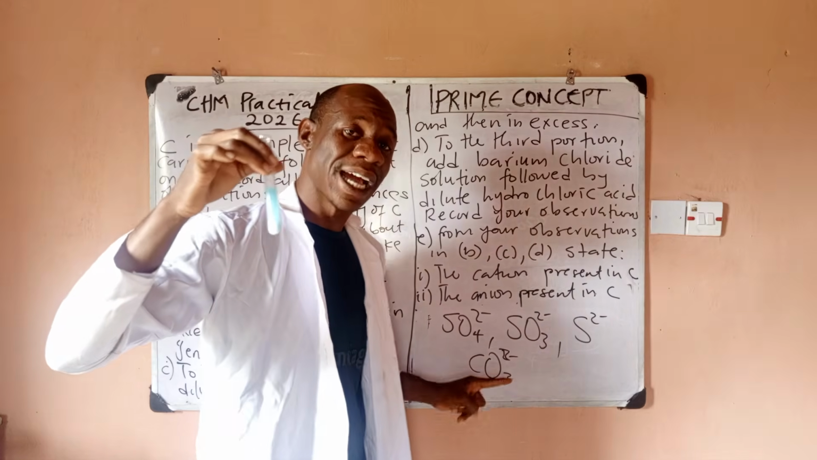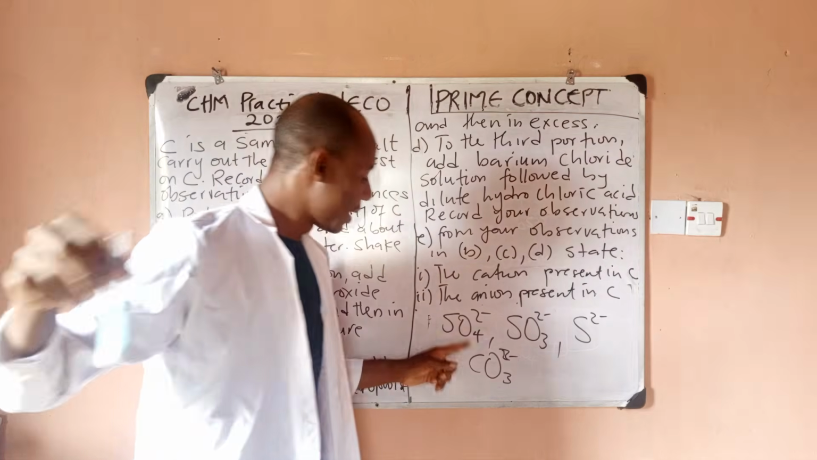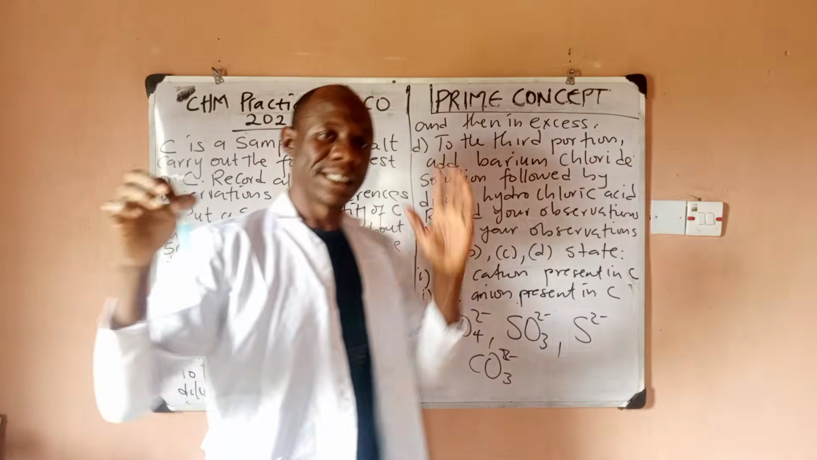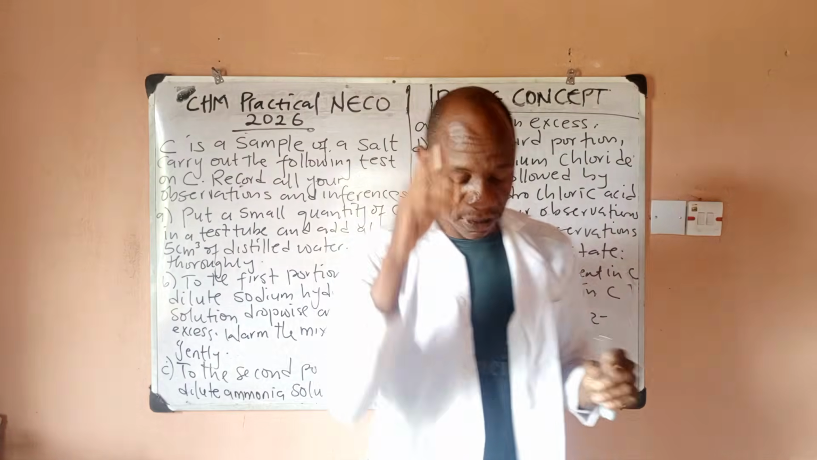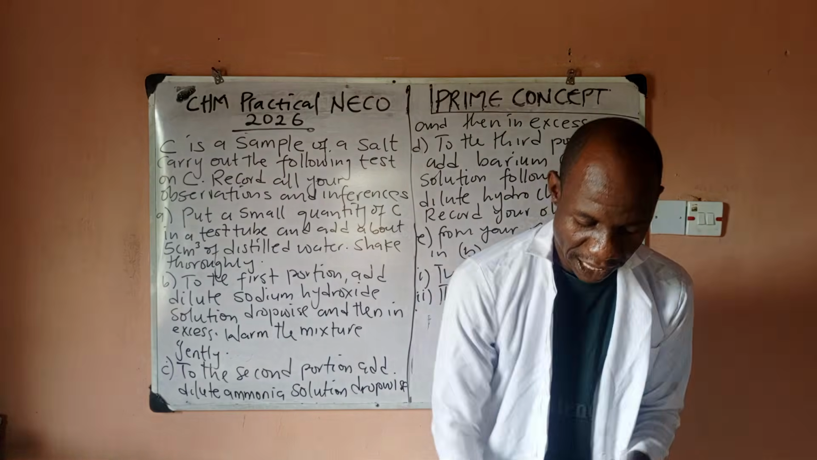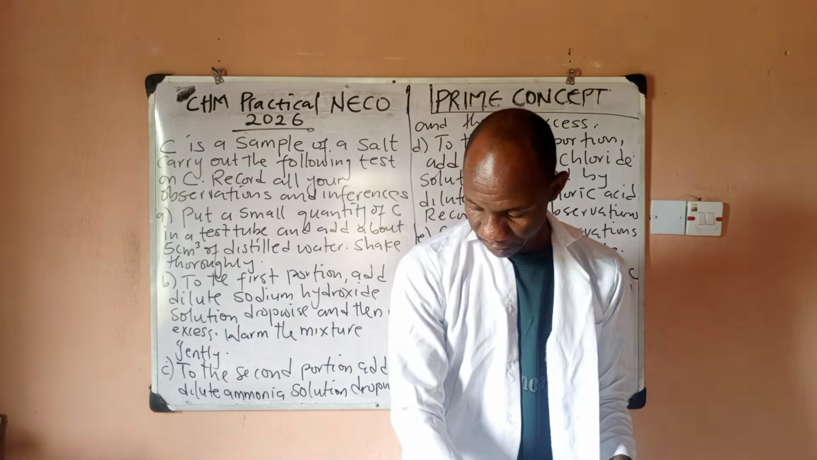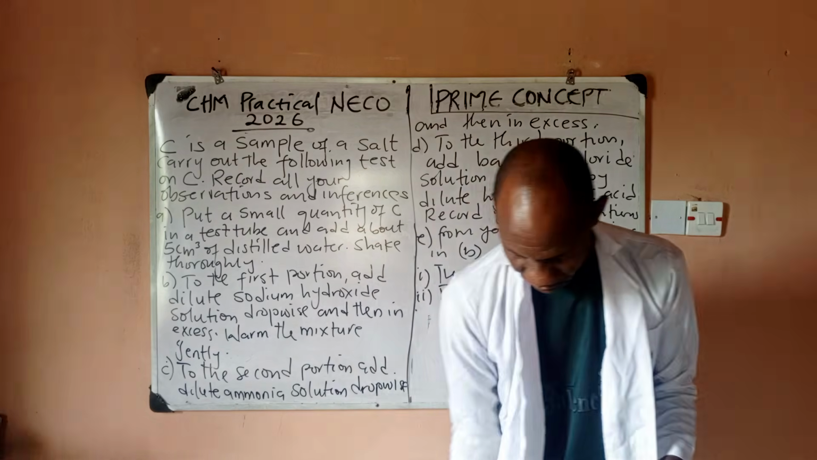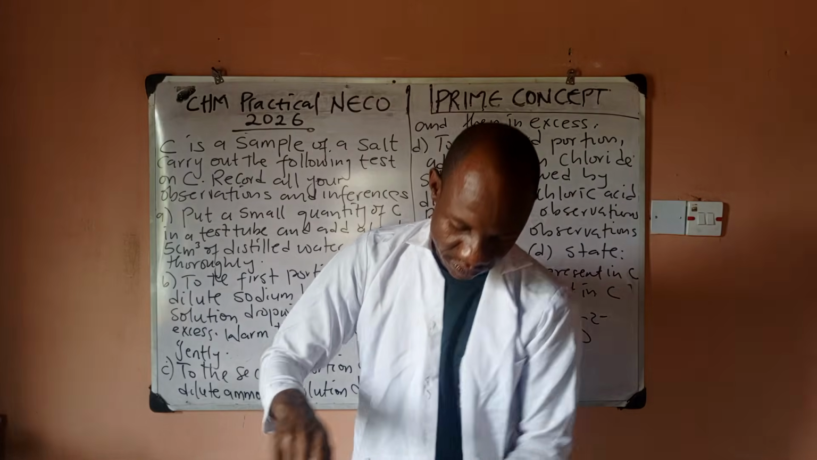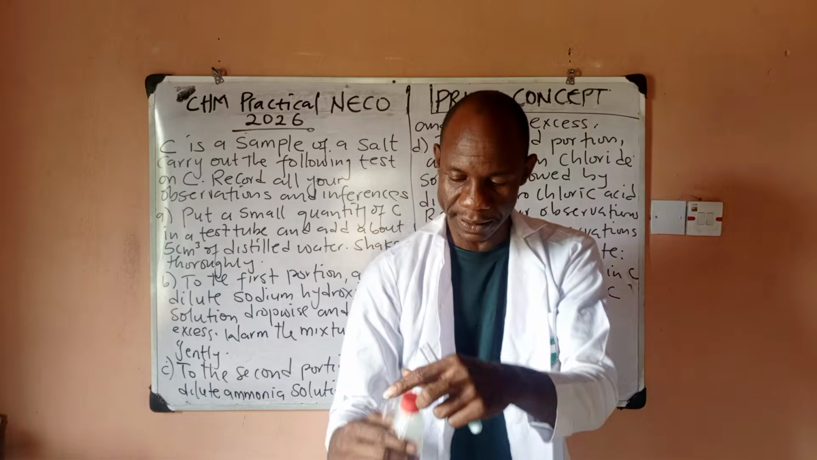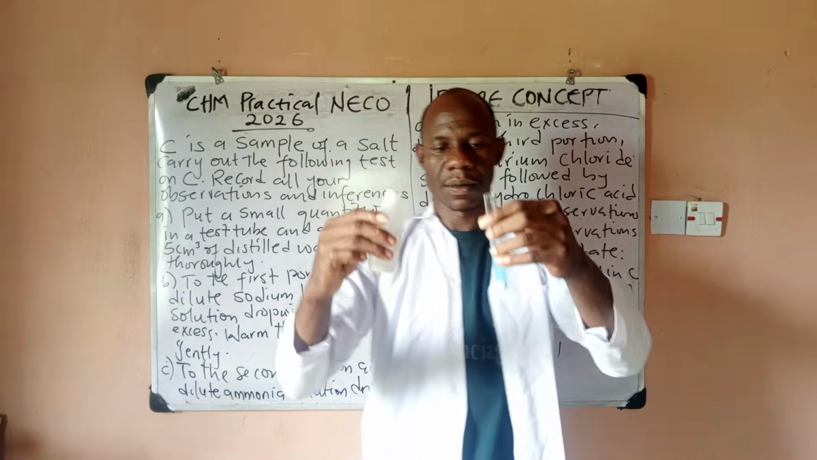But when you add that dilute hydrochloric acid and the white precipitate remains, it means that sulfate is confirmed. Sulfate is actually confirmed. So let us add dilute hydrochloric acid and see what happens. Let's see. Dilute hydrochloric acid. Okay, so let's see.